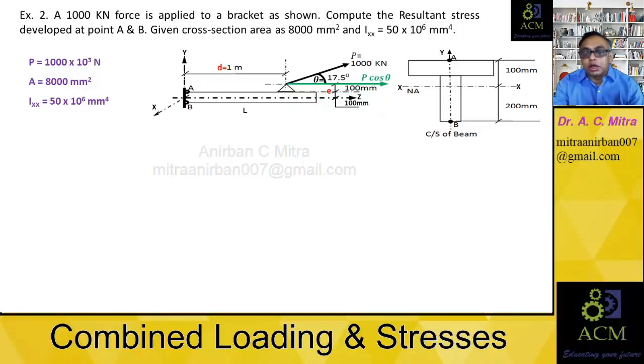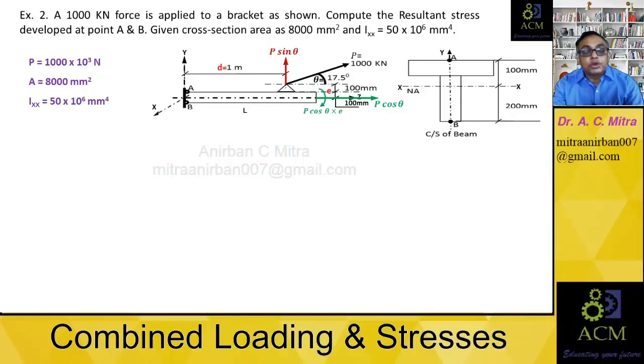If you resolve it along the horizontal direction, it will be P cos theta, and in the vertical direction P sin theta. Now, P cos theta, we have to transfer to the axis line of the beam. When you transfer it, P cos theta comes directly at the axis, as well as some moment comes together due to the eccentricity E equal to 200 mm. So you just see it. There is P cos theta, as well as some clockwise moment, P cos theta into E.